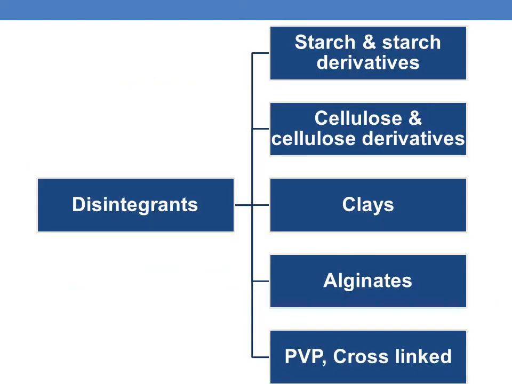Coming to the various examples of disintegrating agents, they are starch and its derivatives, cellulose and cellulose derivatives, clays, alginates and cross-linked PVP.